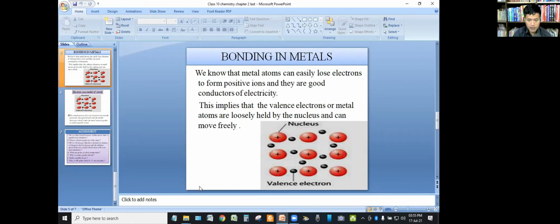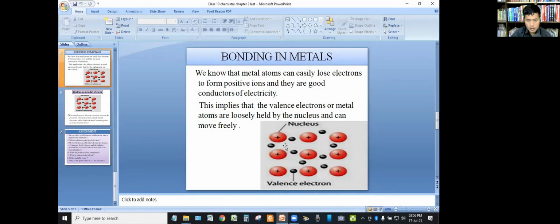This implies that the valence electrons of metal atoms are loosely held by the nucleus and can move freely. From the previous chapter also, we know that the valence electrons of metal elements are loosely held by the nucleus. We know that metals easily lose electrons. That means these valence electrons can move around freely. Here in this picture, we have the electron sea model of lithium.